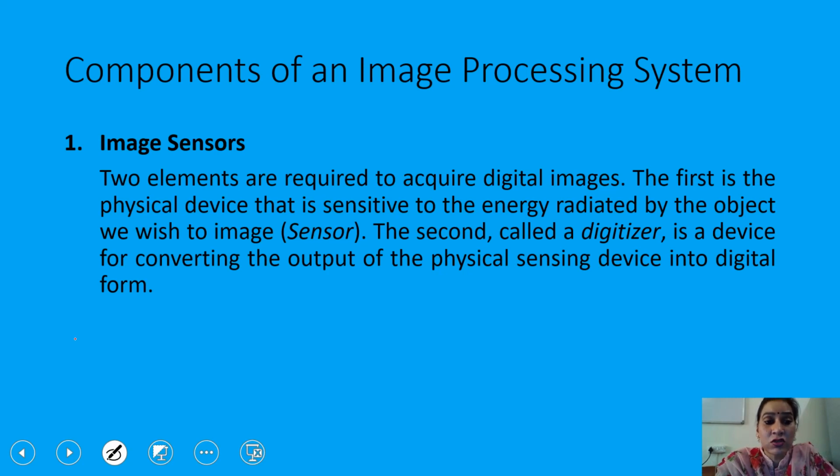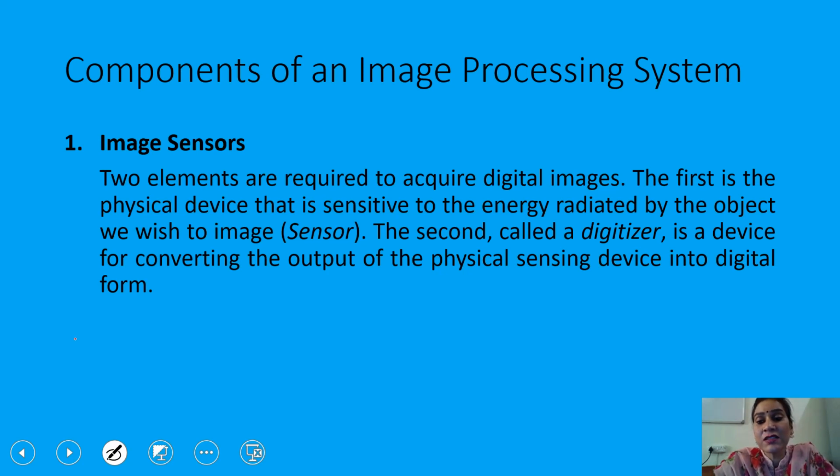Image sensors: two elements are required to acquire digital images. The first is the physical device. As I have told you, we need some sensor, some camera that is sensitive to the energy radiated by the object we wish to image. That is called the sensor.